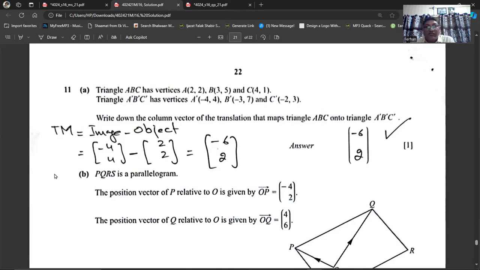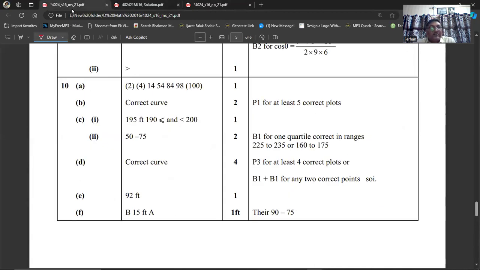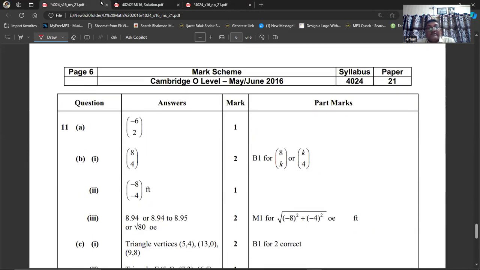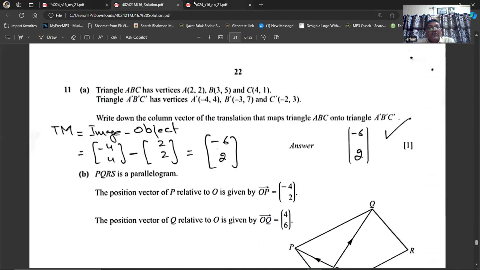So the translation matrix, in which you move in a straight line, will be (-6, 2). Let's check: (-6, 2) is the answer, sir. (-6, 2) is the right answer. This is how this is done.